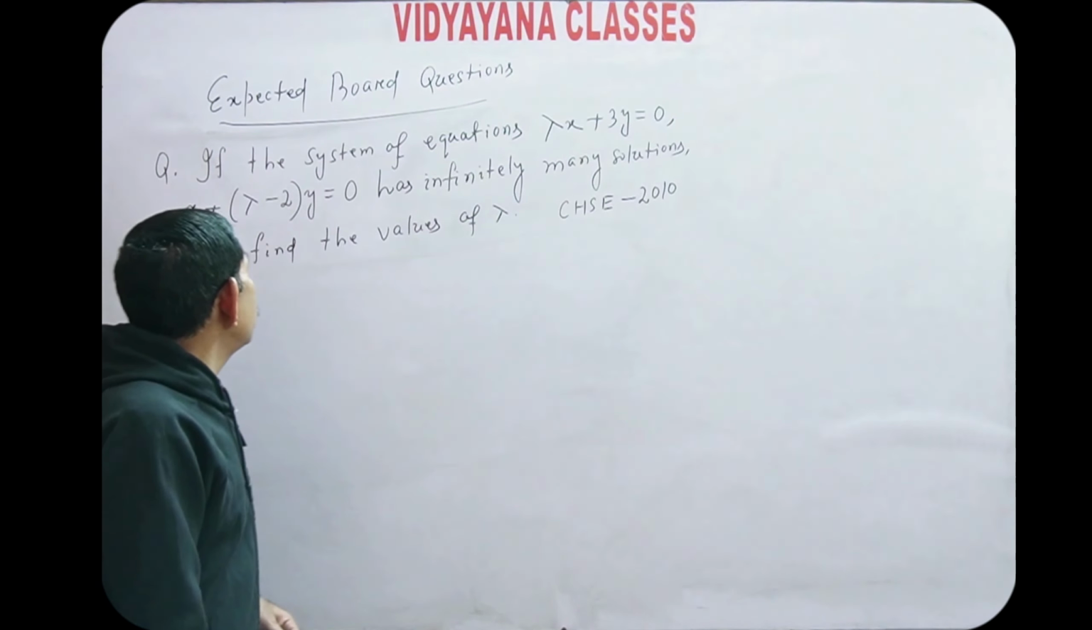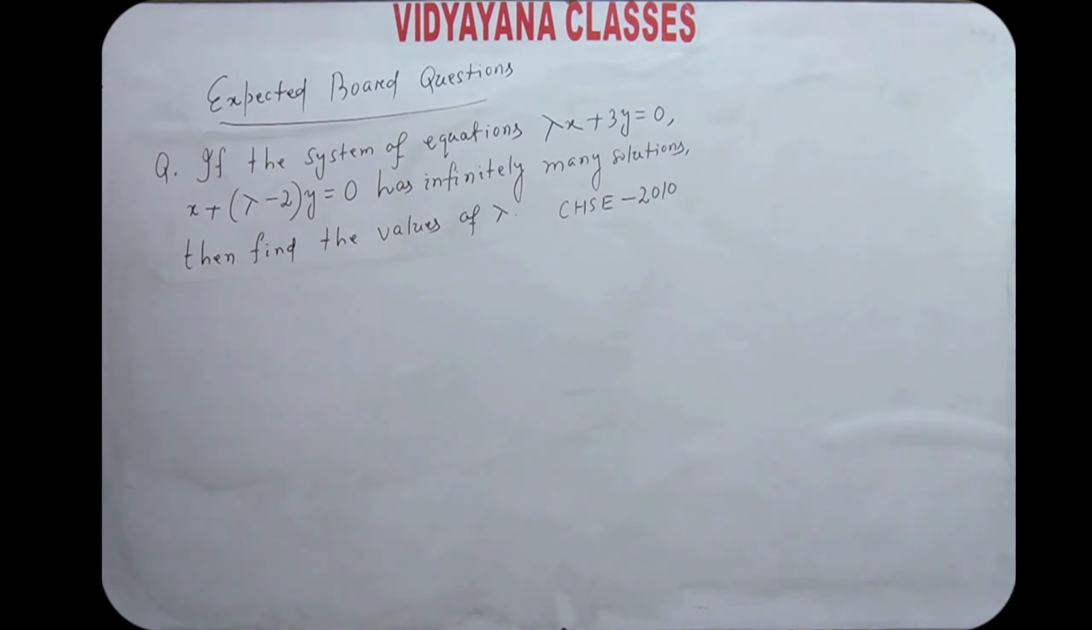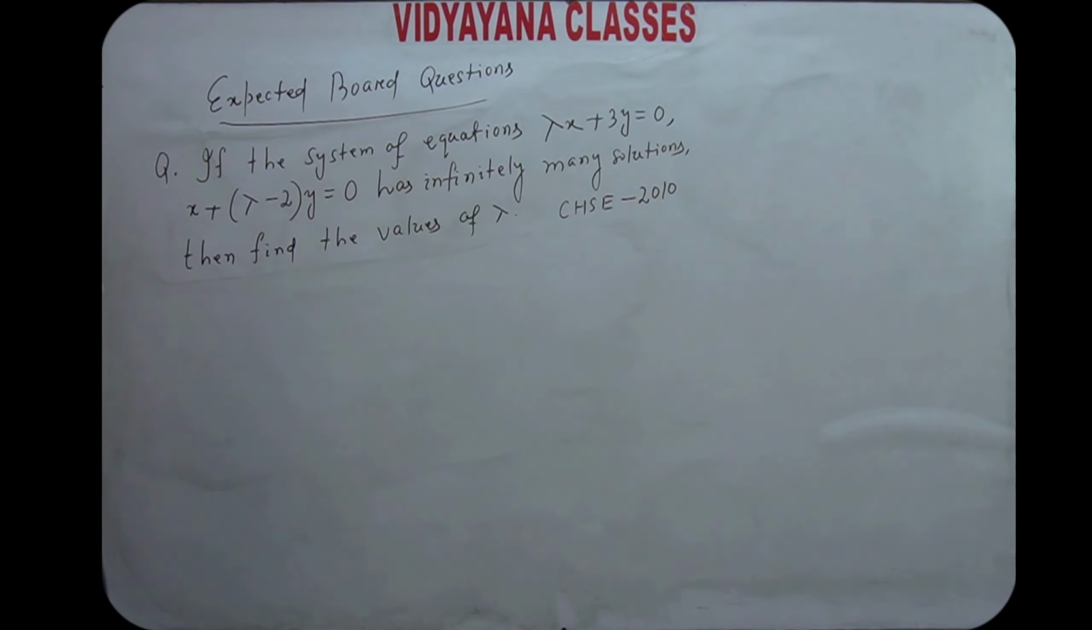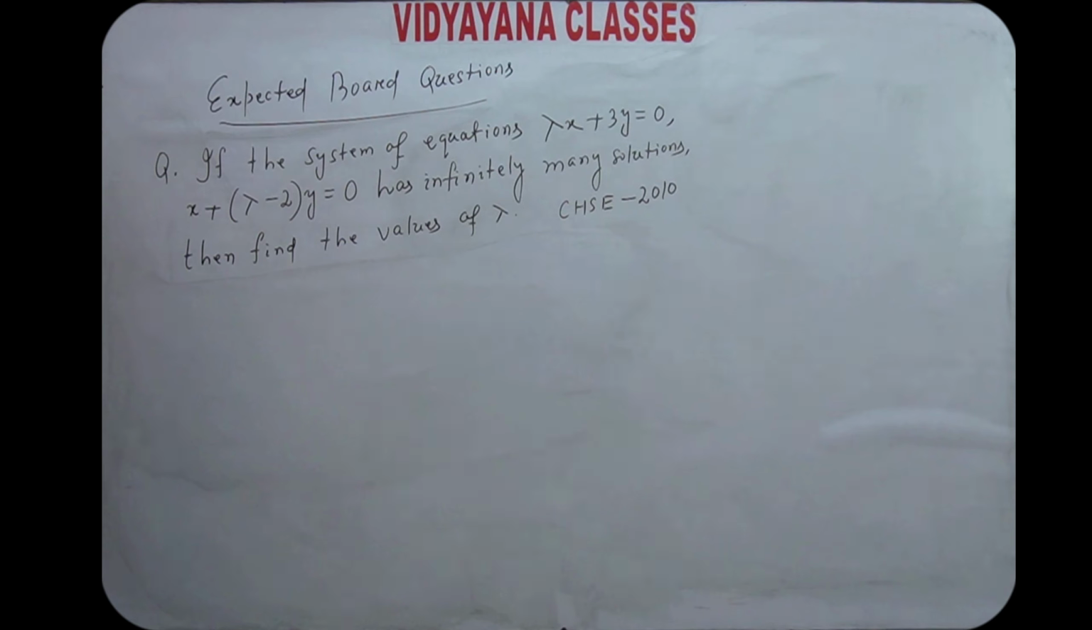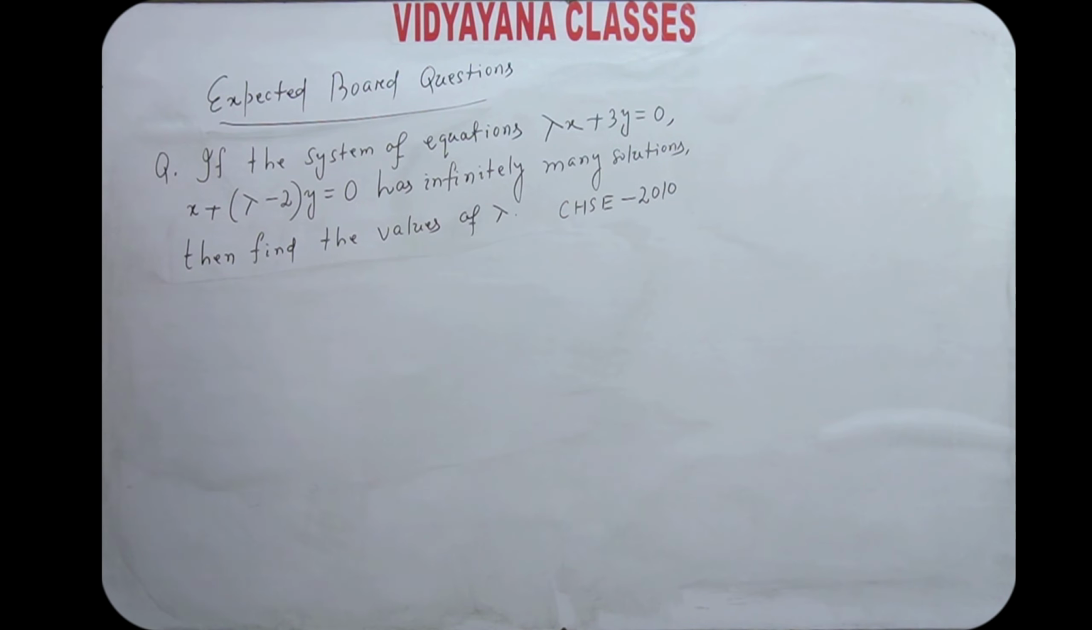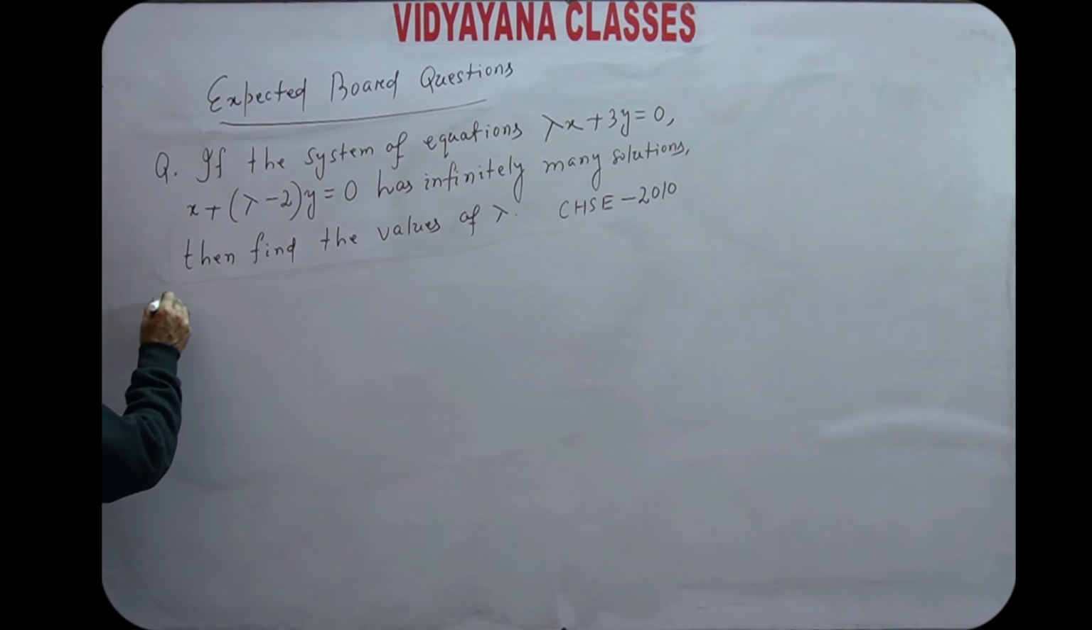Next question. If the system of equations λx + 3y = 0, x + (λ − 2)y = 0 has infinitely many solutions, then find the values of λ. Answer.